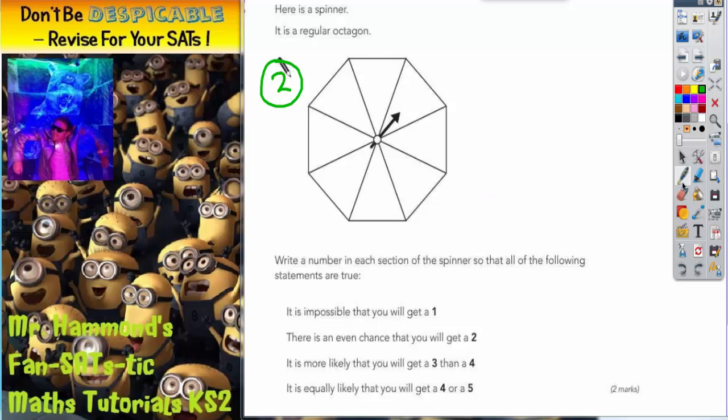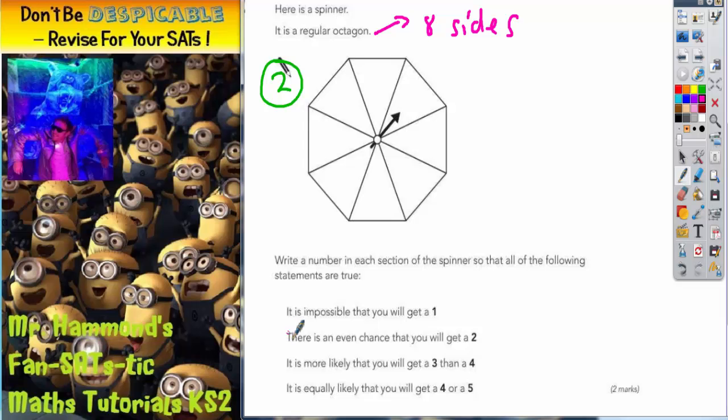Question 2. Here is a spinner. It is a regular octagon. Remember, an octagon has 8 sides and 8 sections. It says, write a number in each section of the spinner so that all of the following statements are true.